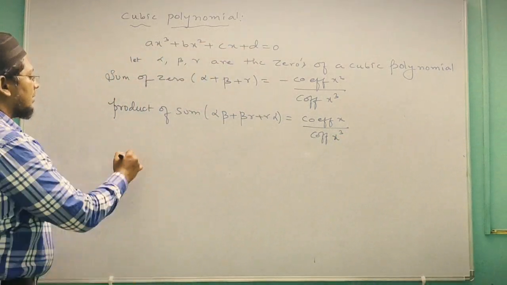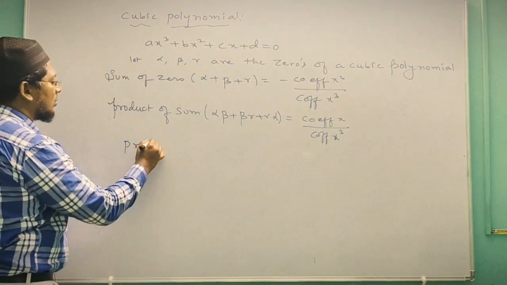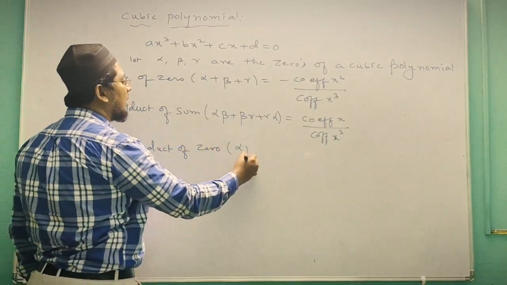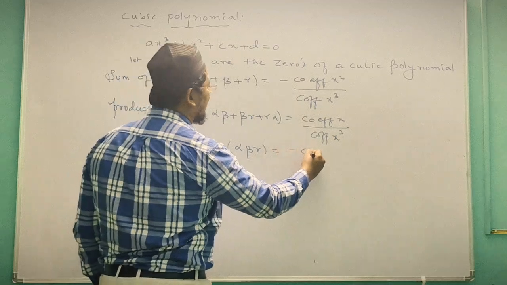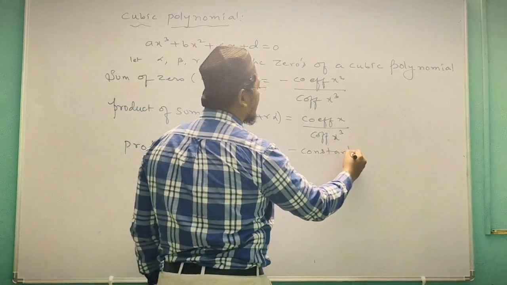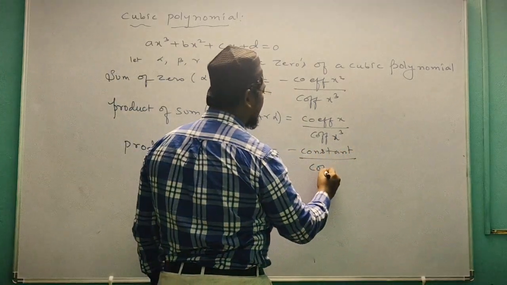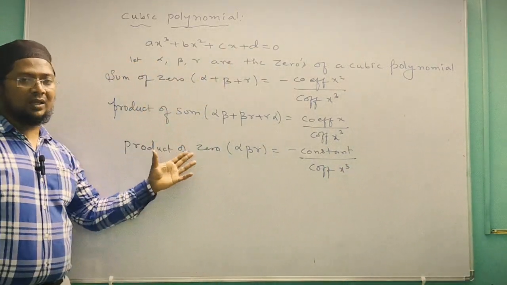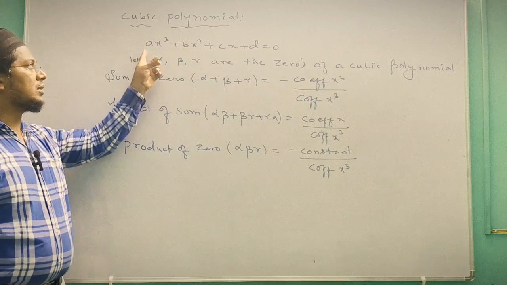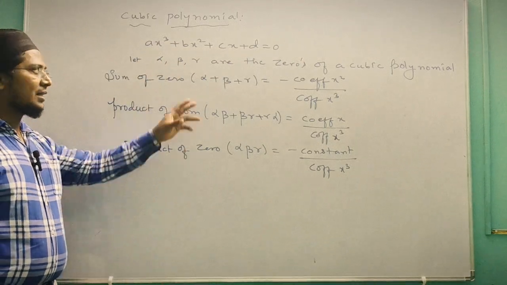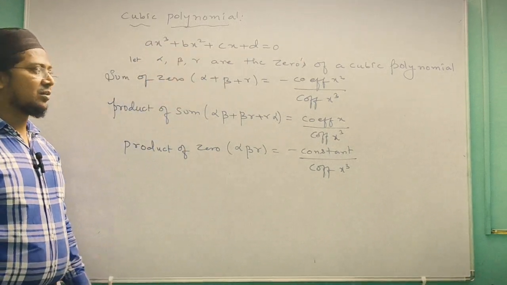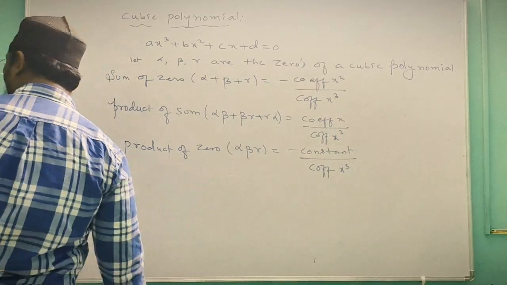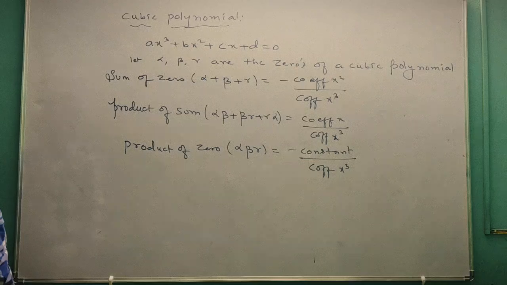What is the third one? Product of zeros. Product of zeros, which means, sir, alpha beta gamma is equal to minus constant upon coefficient of x cube. We have these formulas related to the cubic polynomial and the relationship between the zeros and coefficients of a cubic polynomial. Let us see the questions. We have a question.